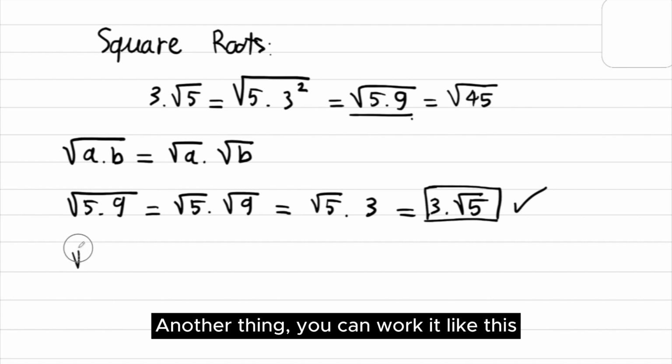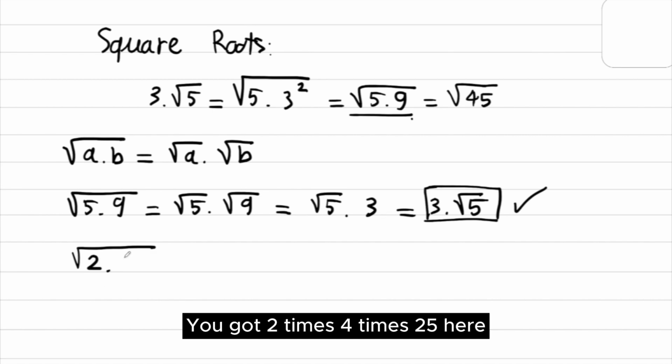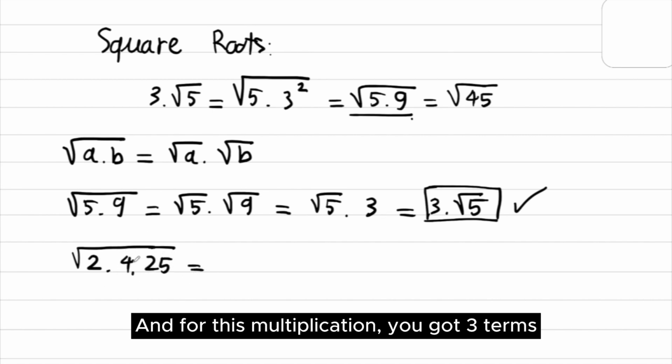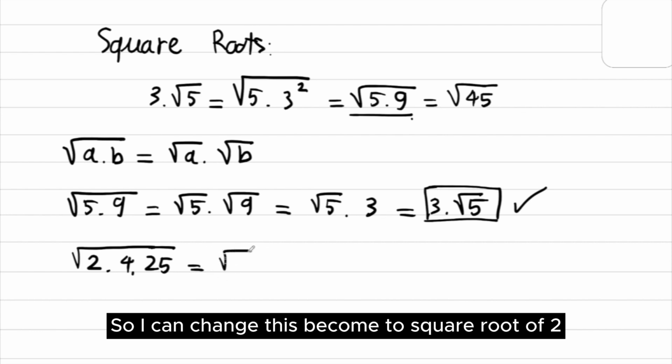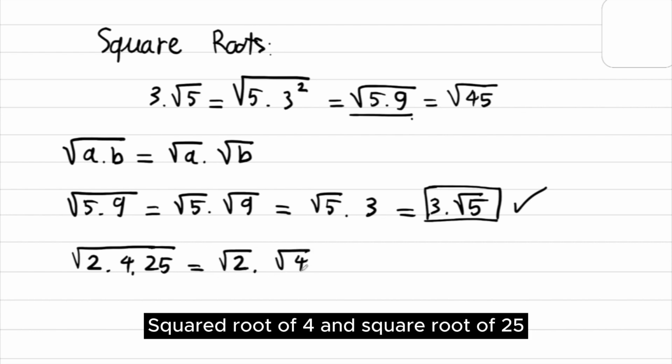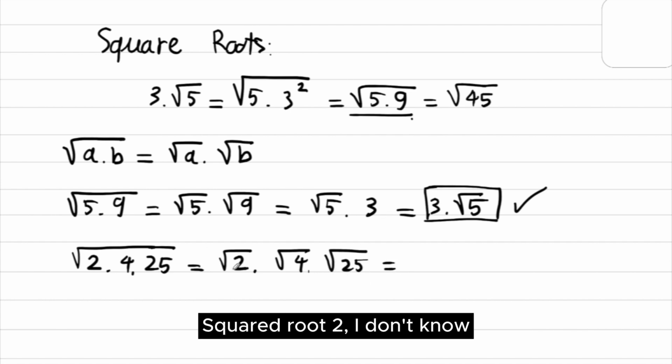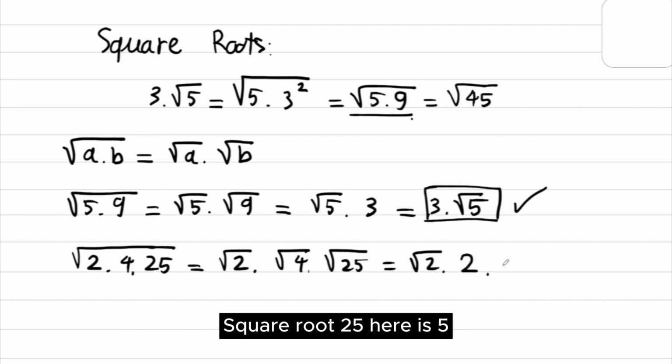Okay, another thing you can work like this. You have 2 times 4 times 25 here, and for this multiplication you have 3 terms, 3 numbers: 2, 4, 25, and all of them are positive numbers, so I can change this into the square root of 2, the square root of 4, and the square root of 25. The square root of 2 I don't know, that is not a square number. The square root of 4 here is 2, the square root of 25 here is 5. So 2 times 5 you get 10.